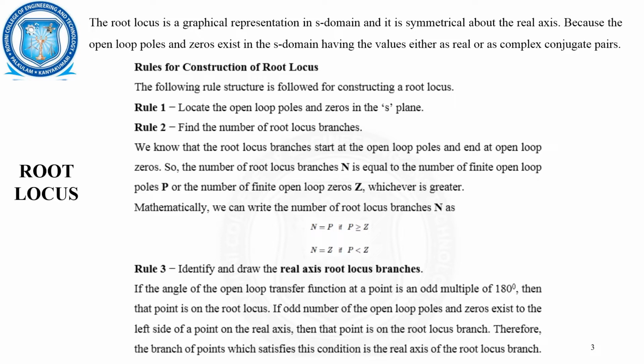Next, rule 3: we have to identify a point in the real axis and then view whether there is an odd number of poles and zeros existing to the left side of the point. If there is an odd number of poles and zeros, then at the point we have chosen the root locus will be present, otherwise it will not be present. This is the condition which satisfies the root locus branch in the real axis.